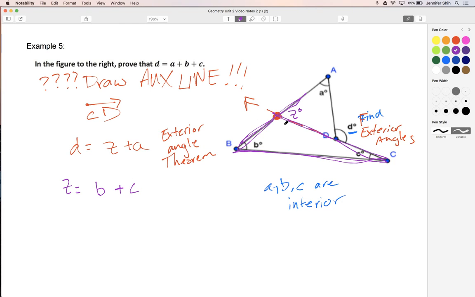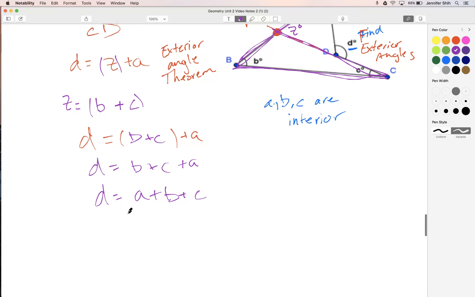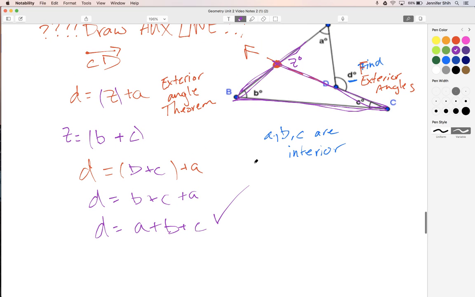Just like I made up an auxiliary line, the auxiliary line led to this auxiliary angle of Z. But here's the thing, if B plus C is equal to Z, and this is equal to Z, then what I should be able to do is substitute, the technique you learned a lot and practiced a lot in Algebra 2. It works in geometry as well. If you substitute B plus C, then you also get the same thing. And you can switch around the letters because there's something called the commutative property of addition, which you learned about in Algebra 1. And then you would get what the question asked for.